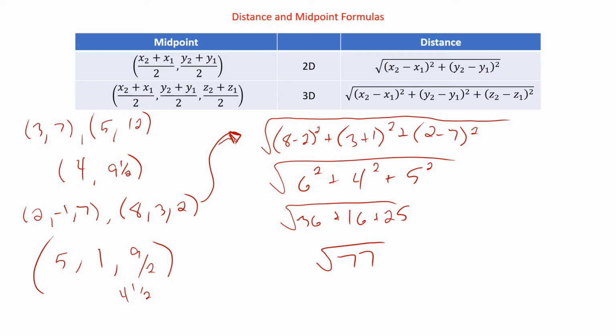Very frequently, these will not simplify down to a nice whole number. Sometimes they do, sometimes they don't when we have just regular distance in 2 dimensions. Rarely will these simplify to a whole number in 3 dimensions. It is possible to simplify it a little bit, but not in this case, because this is 7 and 11. They're both prime, so that is where it is.